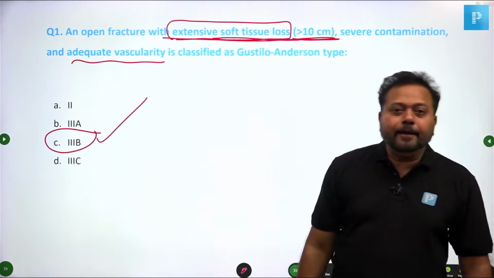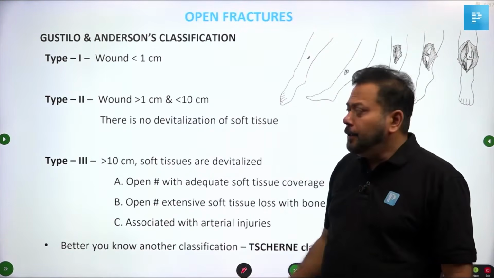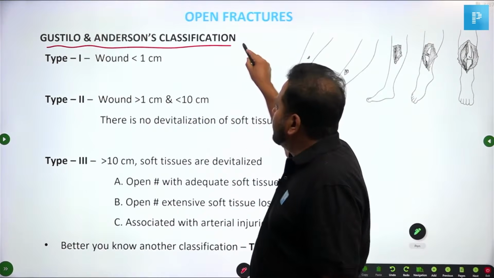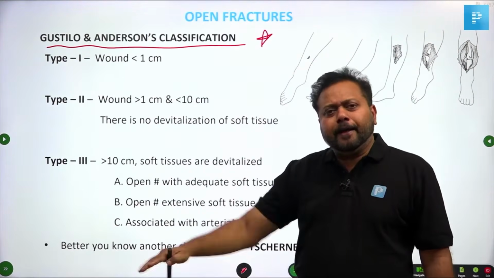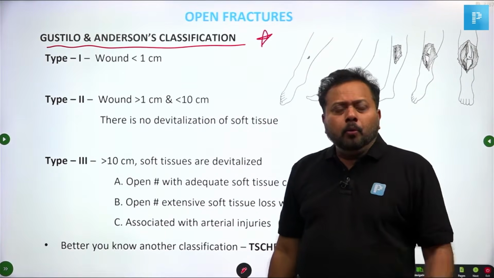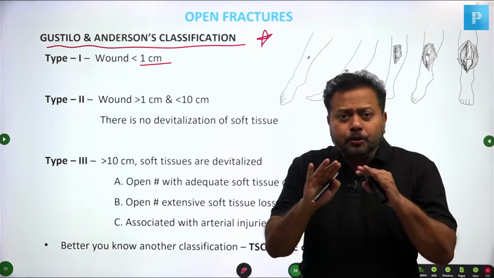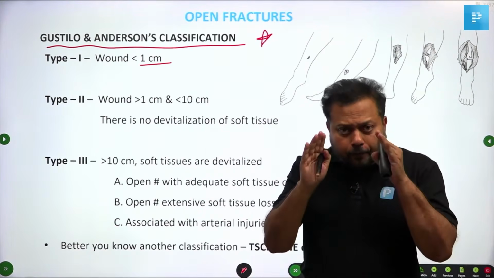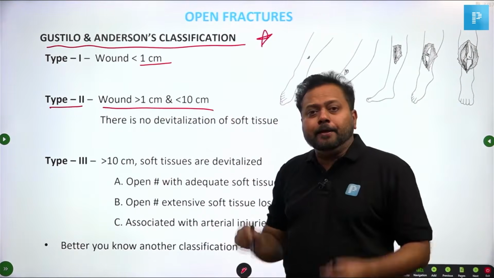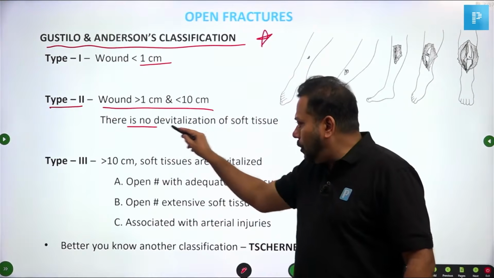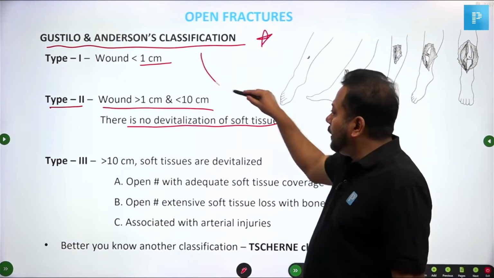Yes, I will give the explanation. You see here, Gustilo-Anderson's type 1. This is a several times repeated question in INI-CET, NEET PG, most of the entrances. Type 1, wound less than 1 centimeter. There is no devitalization of the soft tissue. Type 2, wound more than 1 centimeter, less than 10 centimeters. There is no devitalization of soft tissue. Soft tissue loss is not there. So in type 1 and type 2.